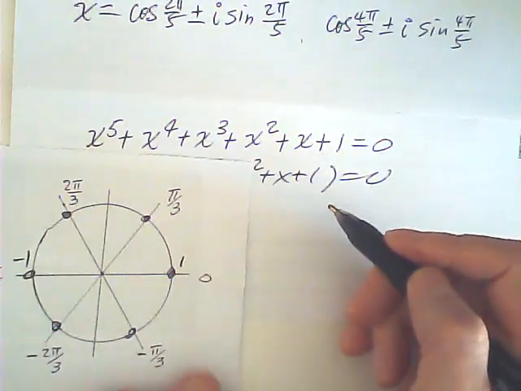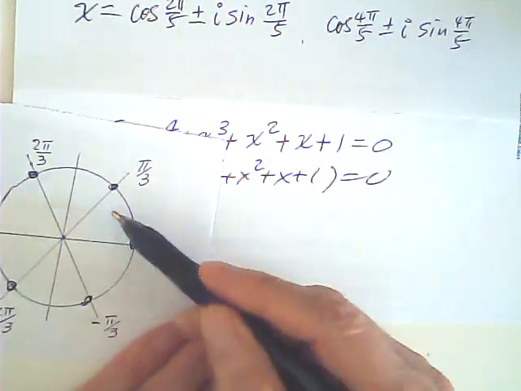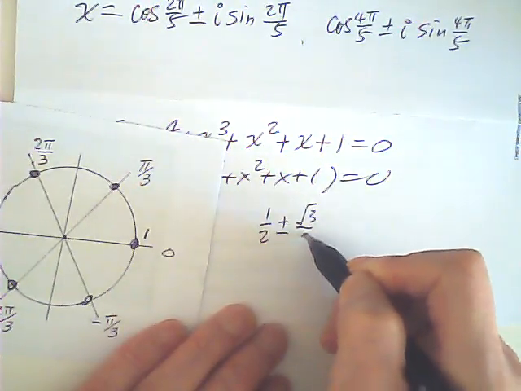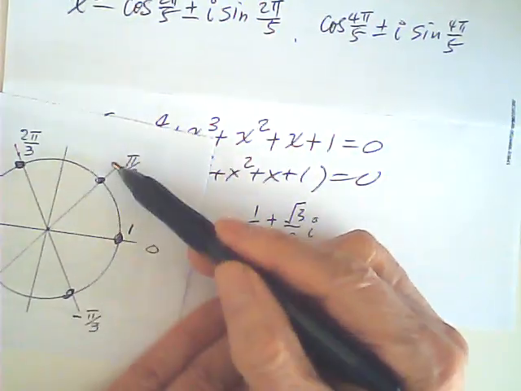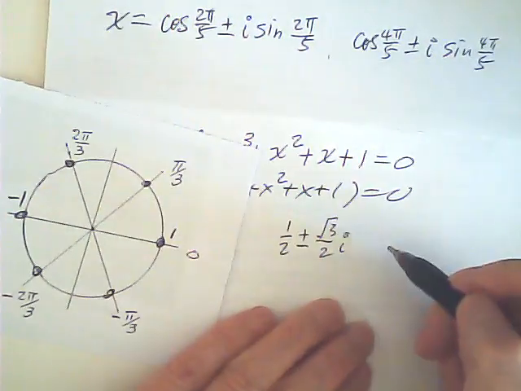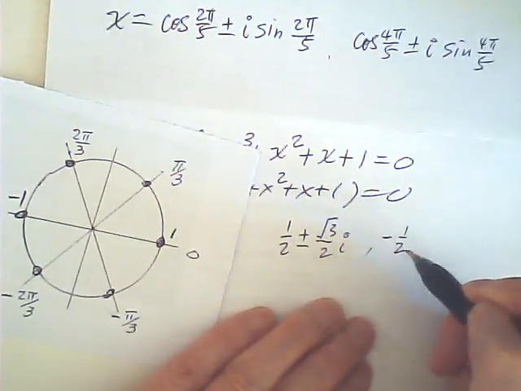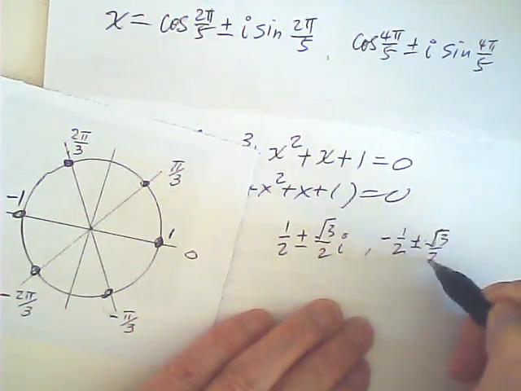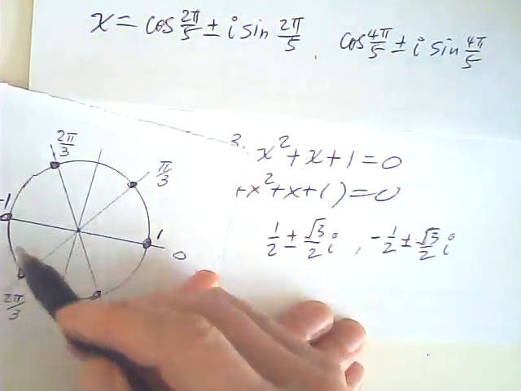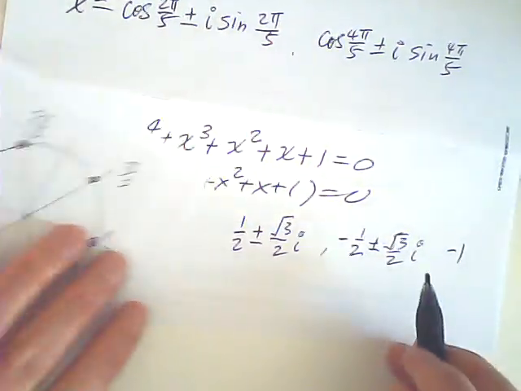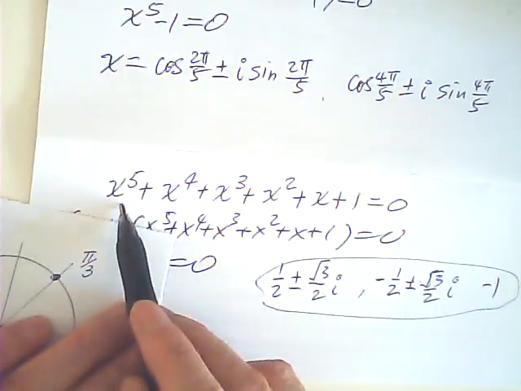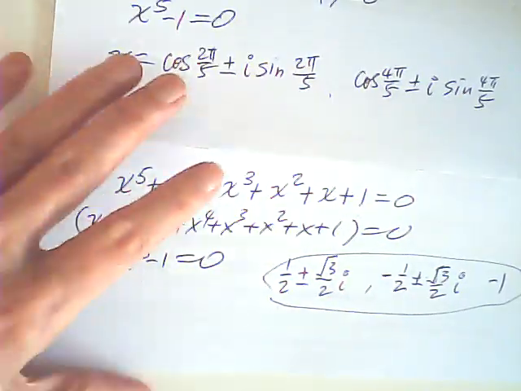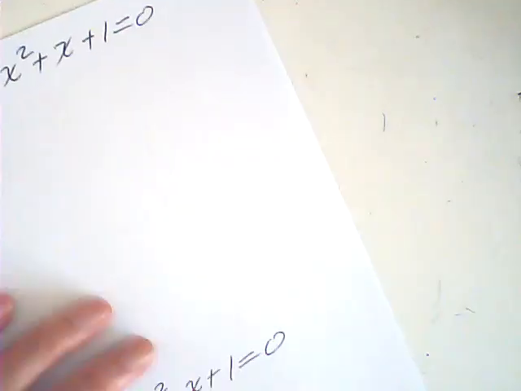So namely, we know that this is a half plus or minus root 3 over 2 I. These are these 2 roots. And these are negative half plus or minus root 3 over 2 I. And also you have a negative 1. So these are 5 roots belonging to this equation, using the unit circle. Very easy. Let's do one or two more.